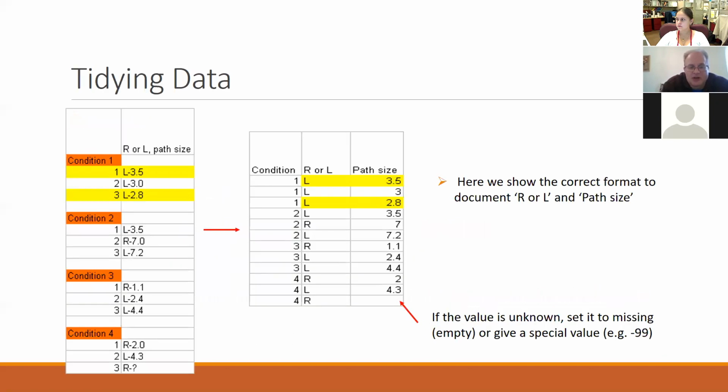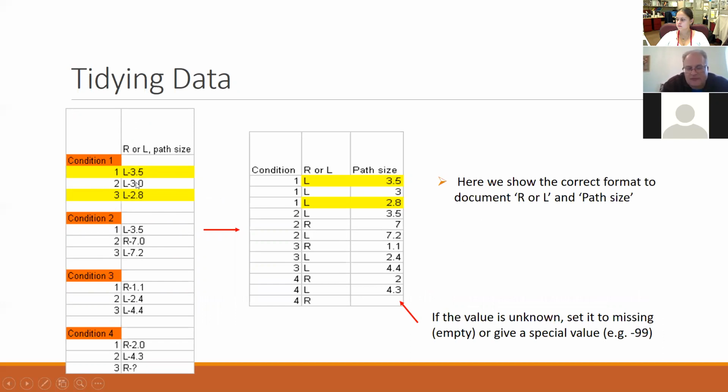So here's an example. They call this tidying up the data. Maybe they're collecting the data this way, like on the left here, where they've got this condition variable, 1, 2, 3. They're measuring path size, let's say of a tumor. They've got left side, and they've got the actual centimeters of the tumor all in the same column. You can't really analyze this data.